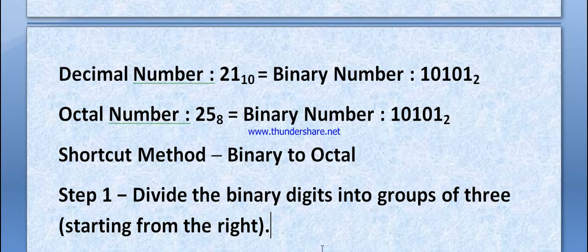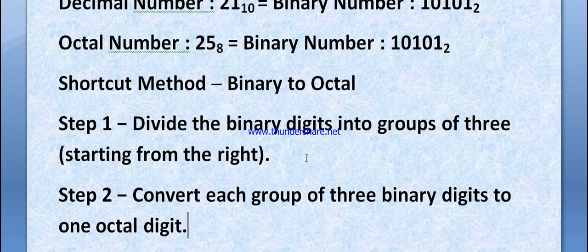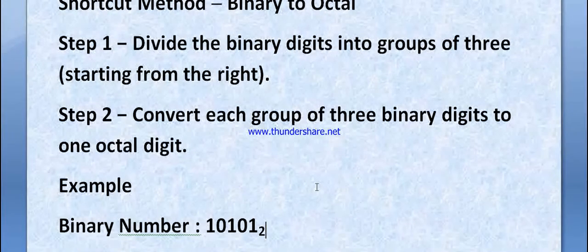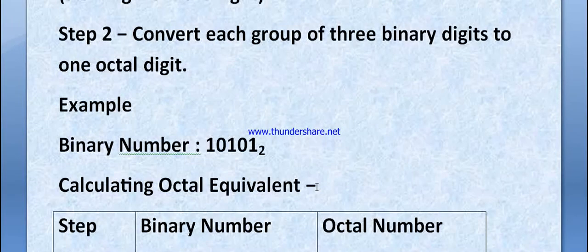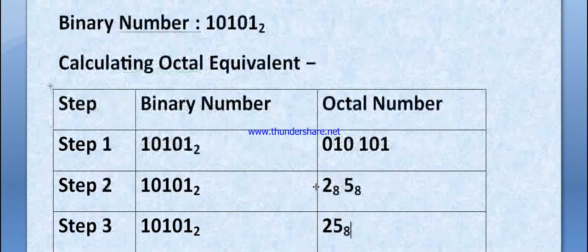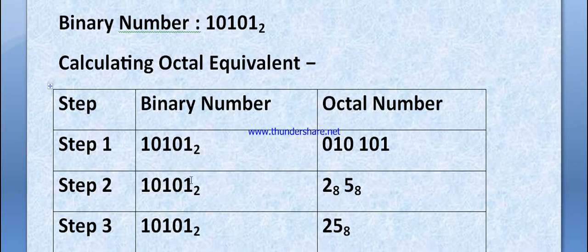So, shortcut method, binary to octal. Step 1, divide the binary digits into groups of 3 starting from the right. Convert each group of 3 binary digits to 1 octal digit. Example, binary number 10101 base 2. We divide it into pairs of 3. One group is 101 and the other is 01, and we add a 0, so 010 means 2, and 101 means 5.